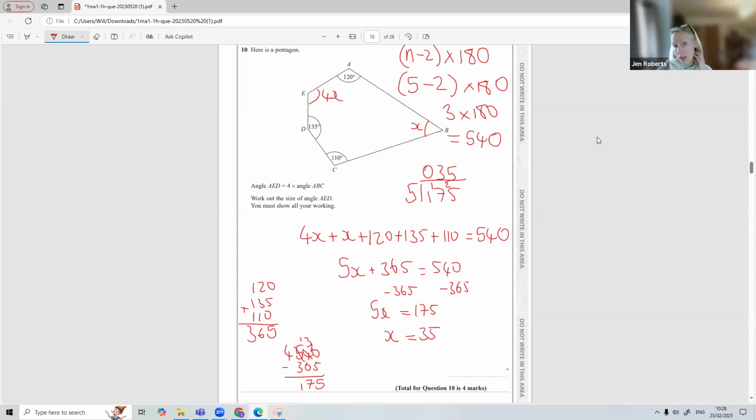So x is 35, but we want angle AED. So what's 4 times 35? 140.